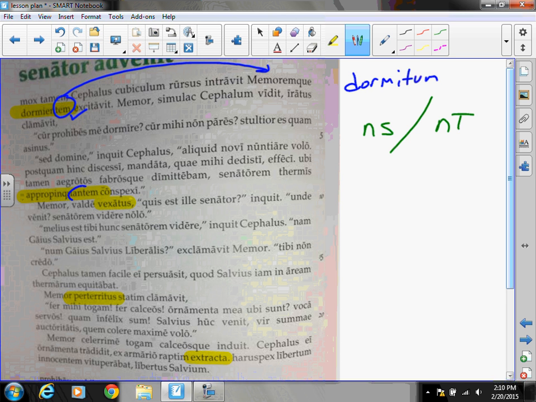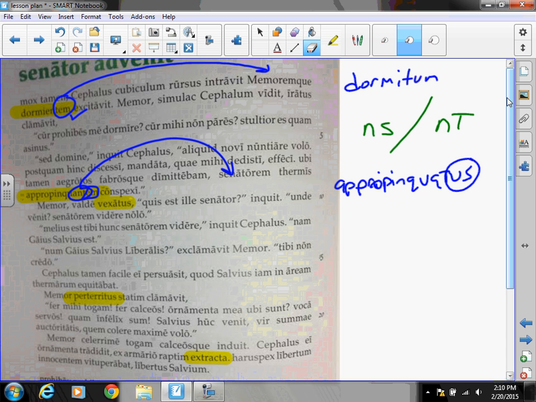Appropinquantem as well is present. If I were to look this up, I believe it's the same. Appropinquatus. Again, it is a fourth principal part. I need to make sure it's the same case, number, and gender as what it modifies, senatorem, so it is also singular and masculine. So it would have a UM at the end of its fourth principal part. This guy is perfect passive.